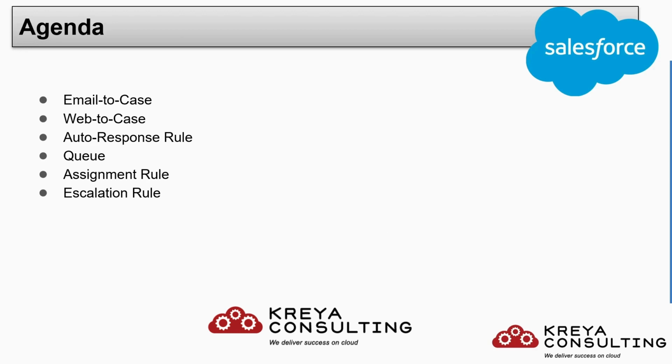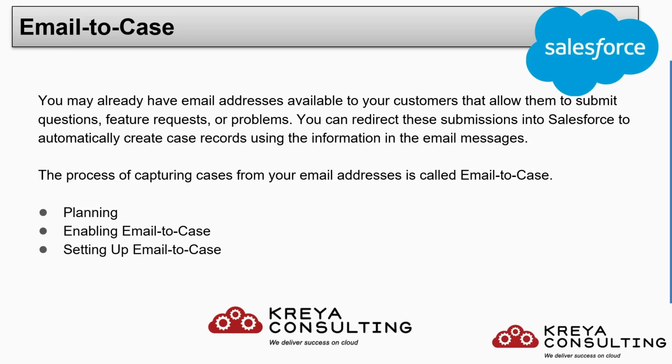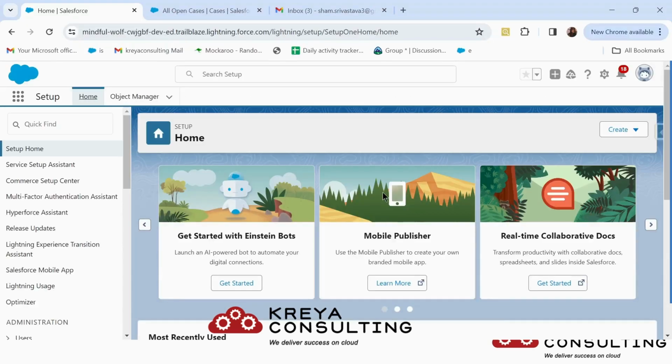So let's start with what email to case is. Email to case is nothing but an automatic way of creating cases from email, and 3 steps are involved in achieving email to case: plan, enable email to case, and set up email to case. Now we already have planned this, that whenever any customer tries to send feedback related to any order by email, it should automatically create a case record.